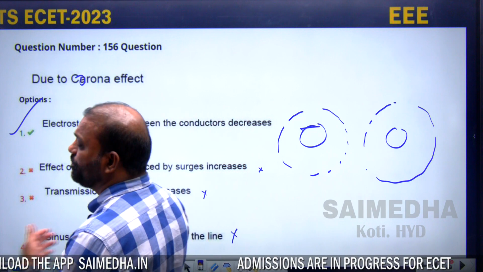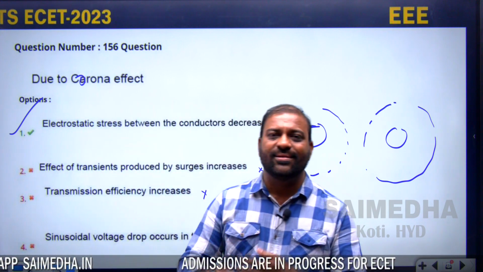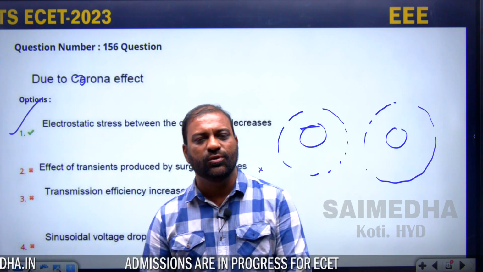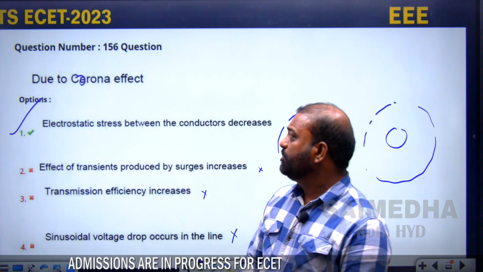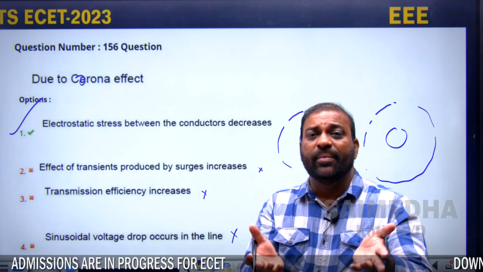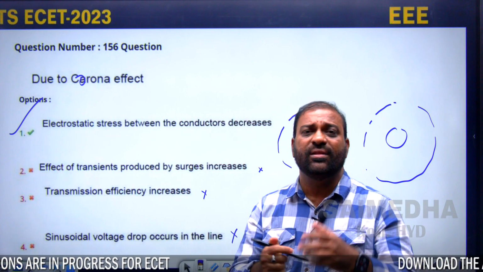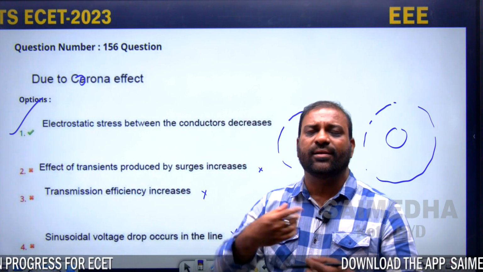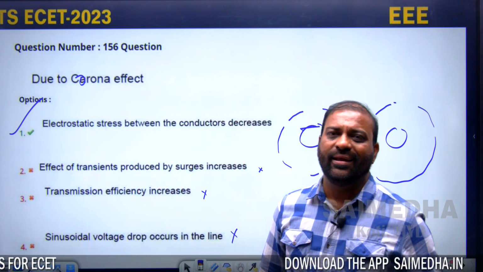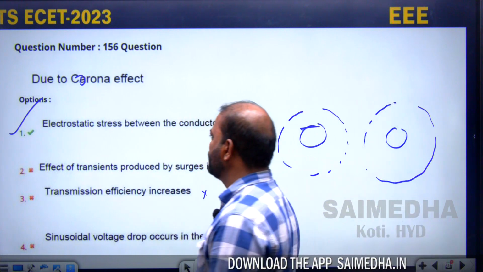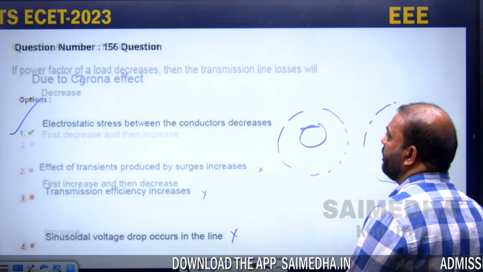But due to corona around the conductor, the virtual diameter increases. When you deal with a conductor of larger diameter, of course the electrical field stress automatically decreases. So option 1 is the right answer.